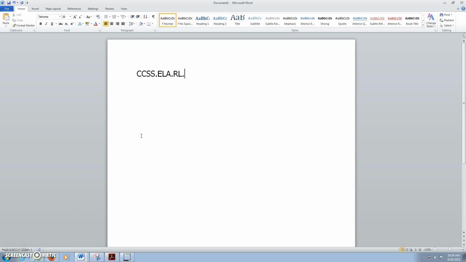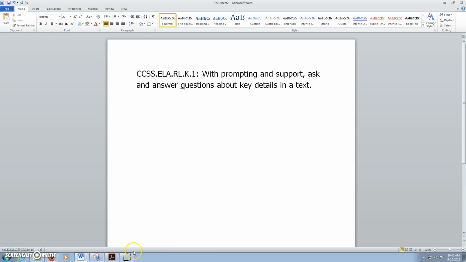Then you type in the grade level, in this case, kindergarten. We signify it with a K, and then the number of the standard. In this case, it's number 1, and then I write out the standard: with prompting and support, ask and answer questions about key details in a text. Okay, so that's how you do it. It's important that you know these abbreviations. Let's look at one more example.